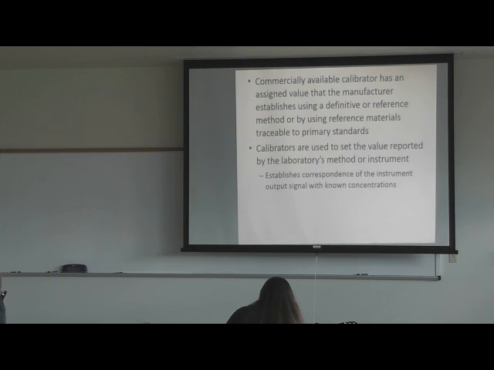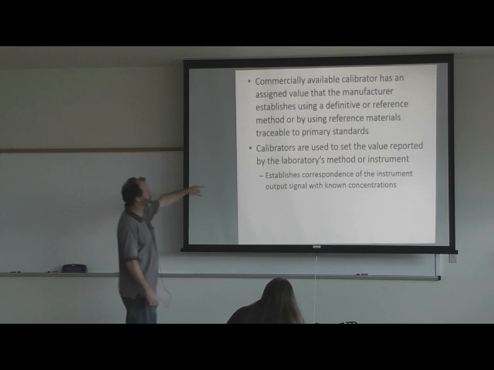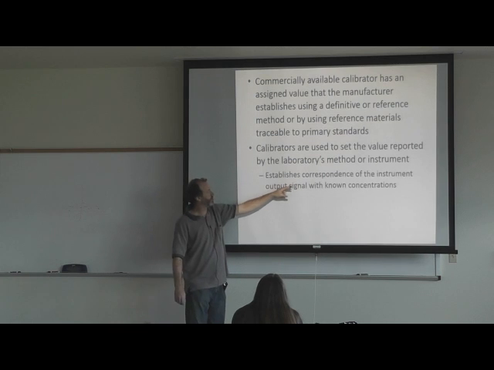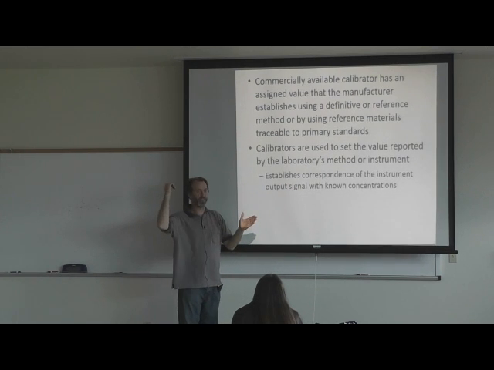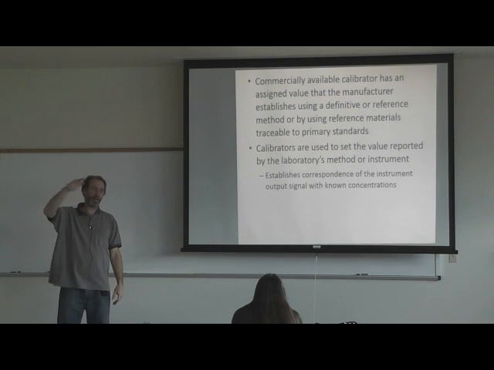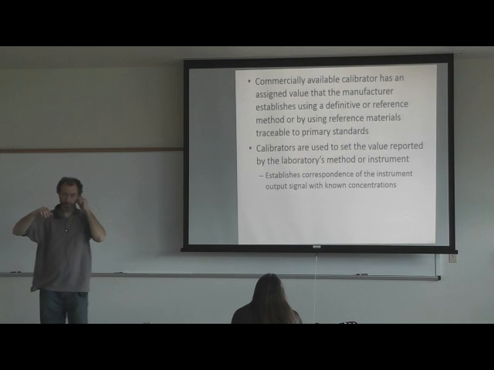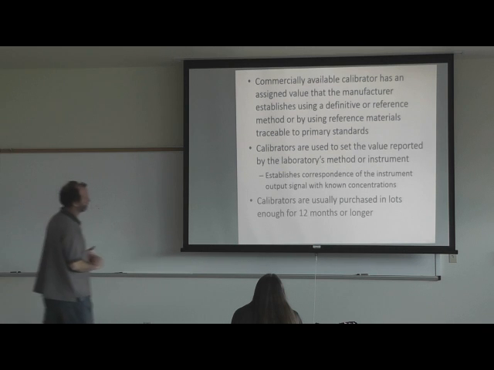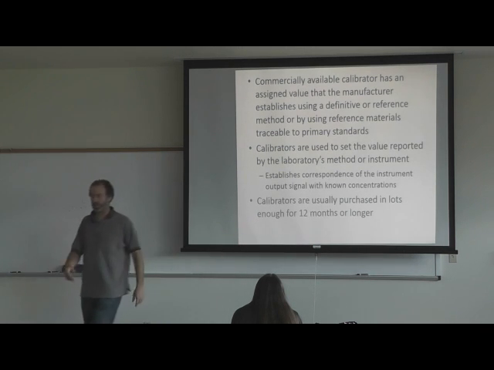So calibrators are used to set the value reported by the laboratory's method or the instrument. So basically it corresponds the concentration in the calibrator to the signal, the electrical signal that the machine detects based on analyzing that calibrator. So you set it to that voltage or signal, the absorbance, whatever, and then it'll calibrate it in the machine. So if patient samples have the same voltage, it's going to pop out with that concentration or weight or whatever. Calibrators are usually purchased in lots, enough for 12 months or longer.